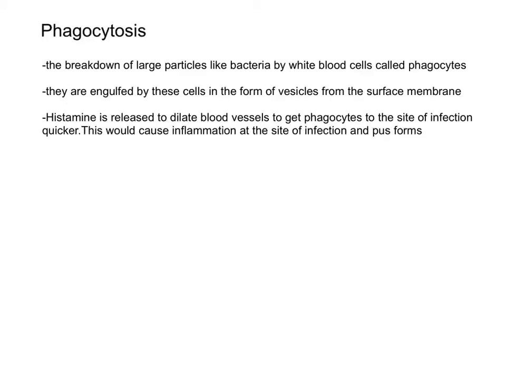So what I've got here are just a few bits, and then I'm going to explain the process a bit more. So the breakdown of large particles like bacteria by white blood cells, and this is the key bit, these blood cells that we're talking about in this video are called phagocytes, hence the name. So phagocyte is the white blood cell, phagocytosis is the name of the process. So they're engulfed by these cells, these phagocytes, in the form of vesicles, which I'll draw out from the cell membrane. So if you're familiar with Pac-Man at all, it's a little bit like that if you were to think about it in general terms.